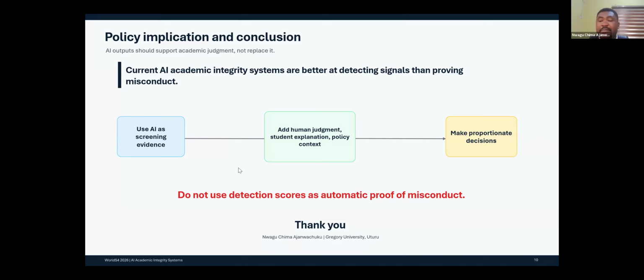So the practical implication is that AI outputs should be used as screening evidence, supported by human judgments, student explanation, and policy context. So detection scores from these AI systems should not be treated as automatic proof of misconduct.